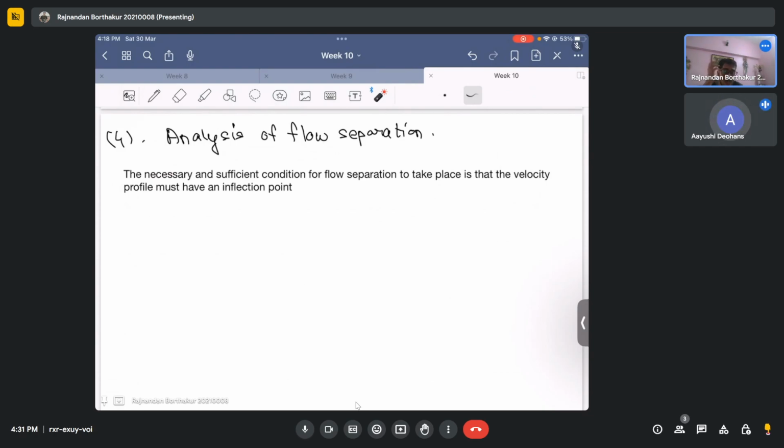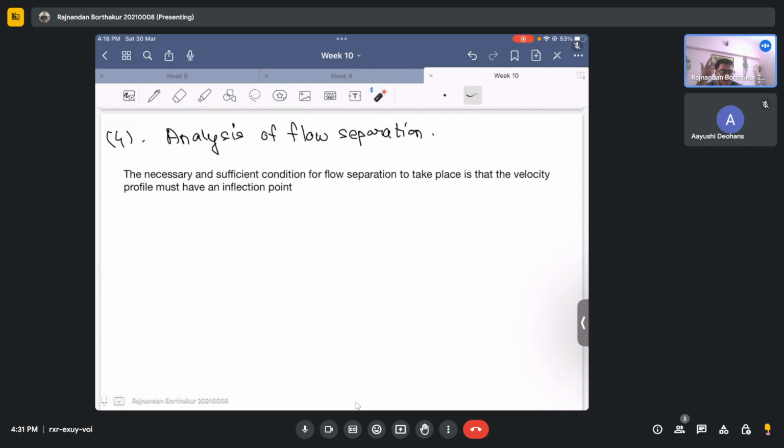It needs an adverse pressure gradient. Exactly. So pressure gradient where? In the cross stream direction or in the axial direction, basically in the flow direction? Flow direction. Yeah, exactly. So I'm right.